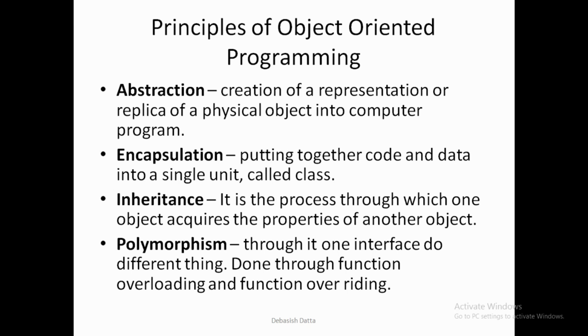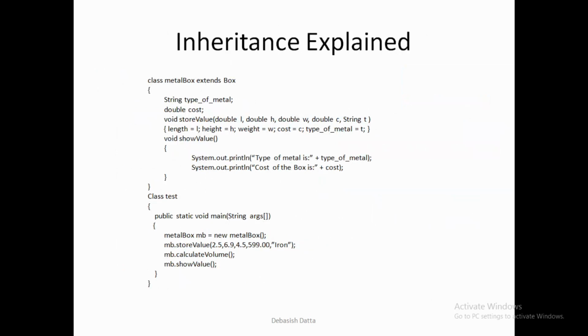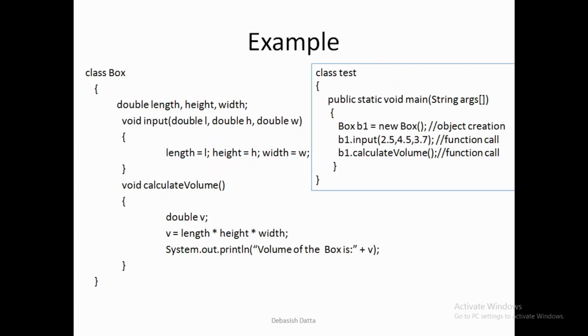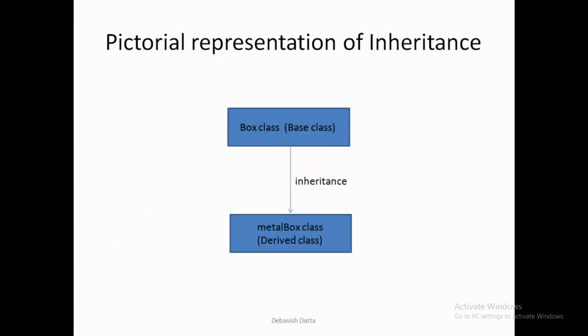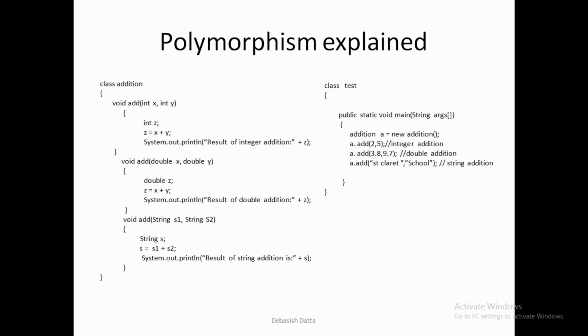There are two techniques through which polymorphism is achieved. One is function overloading and one is function overriding. Whatever the example I have shown you, here it is, it is function overloading. How function overloading is done, I will come to in the later slides. Whenever I go into the details of polymorphism, I will explain everything.